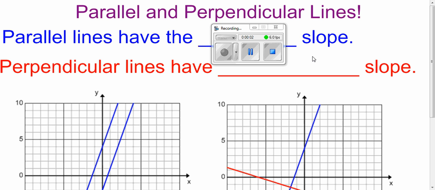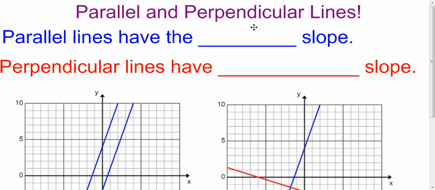Okay, in this video we are going to be looking at parallel and perpendicular lines today and coming up with equations for some of them and looking at some properties of them. So parallel lines, as you know, are lines that never cross, just like the picture on the left, the two blue lines.